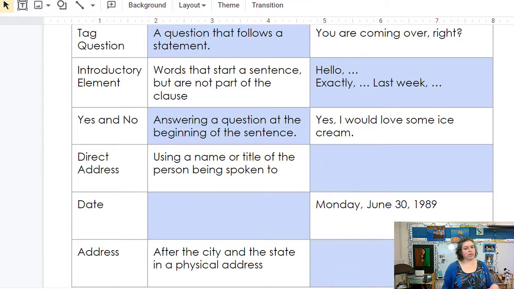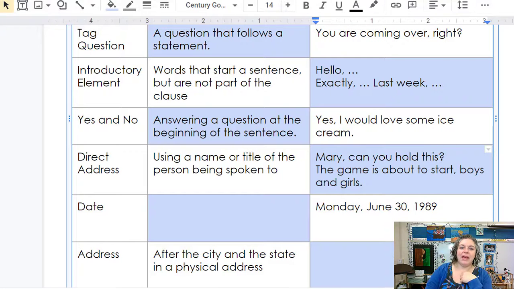The next one we want to look at is direct address. So this is when you're speaking to a person, either by using their name or by their title. So if I wanted to speak to someone, an example for direct address, when we're using a name or a title of the person being spoken to, it would be like, Mary, comma, can you hold this? The game is about to start, comma, boys and girls.